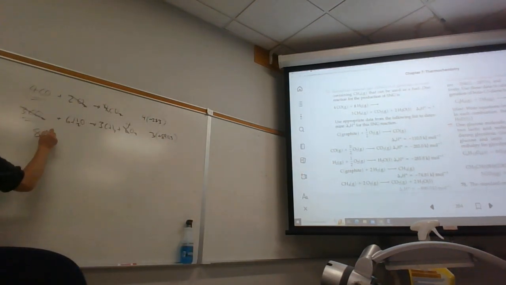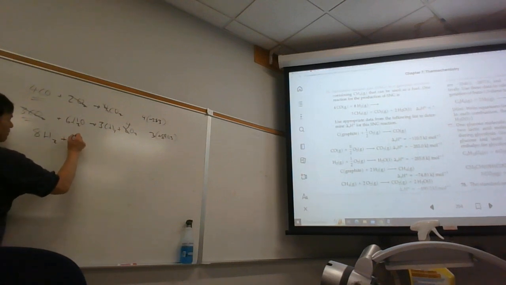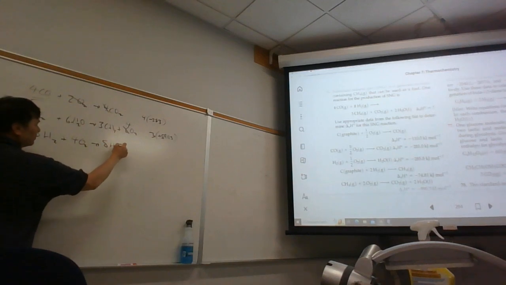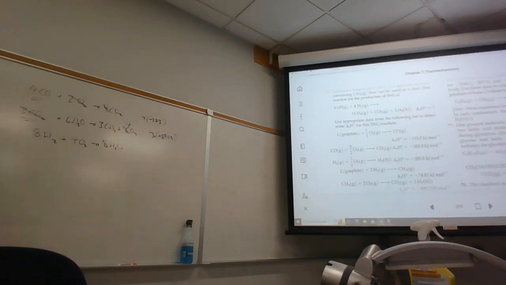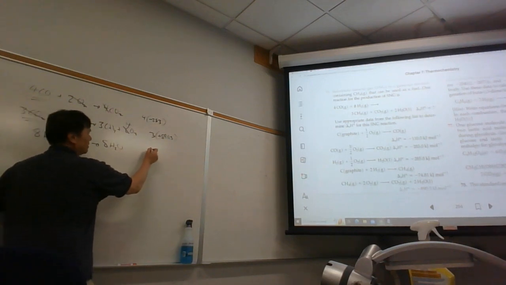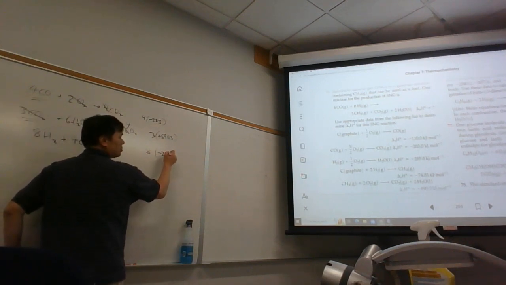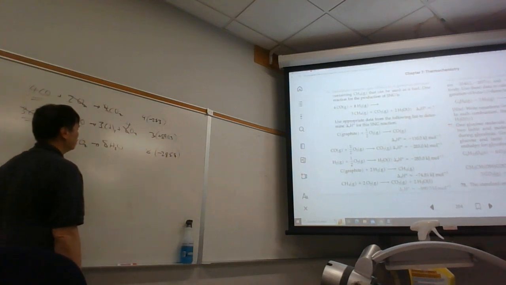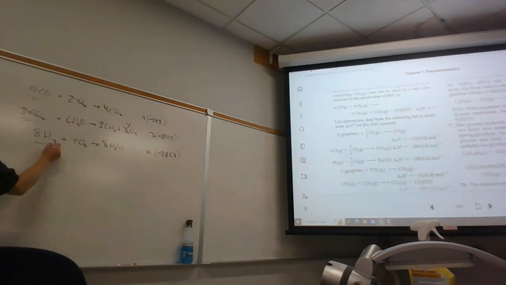So I'm going to go 8 H2s plus 8 times 1/2, which is 4 O2s, yielding 8 H2Os. And since I multiplied this one by 8, this is going to be 8 times minus 285.8. And that gives me this. This is what I want. I have my 4 carbon monoxides plus 8 H2s.